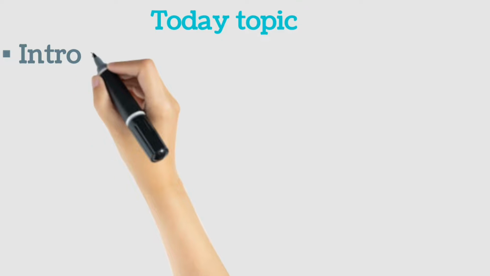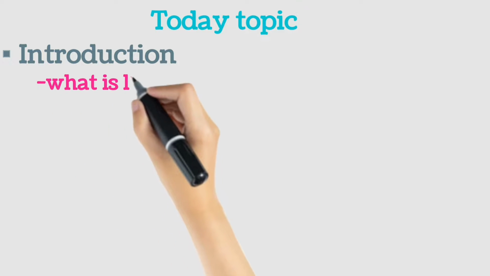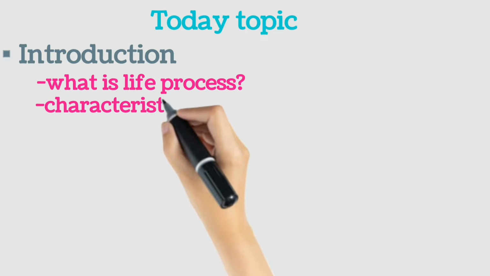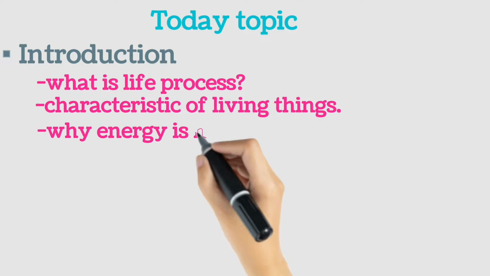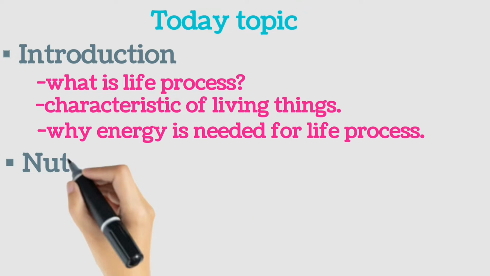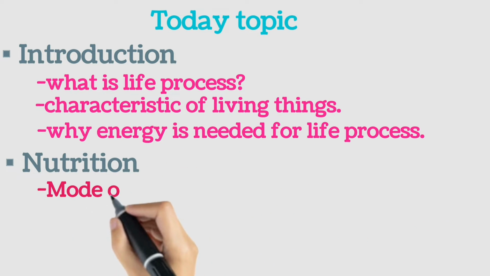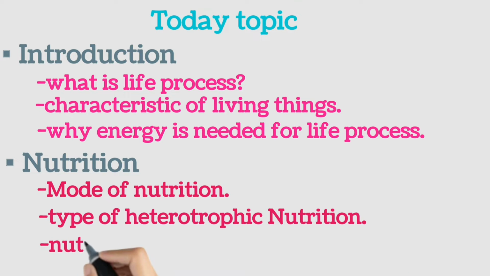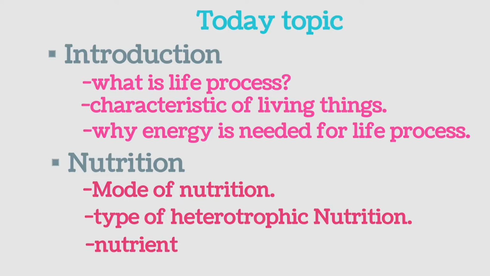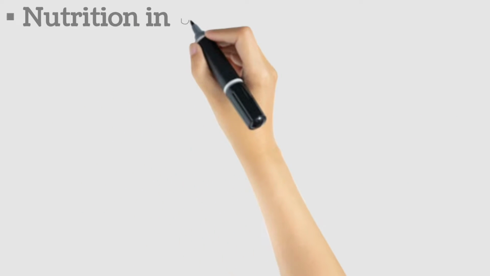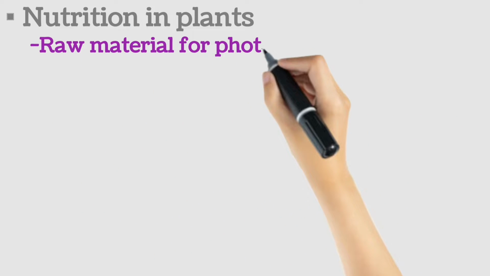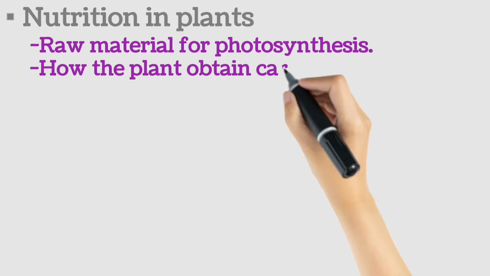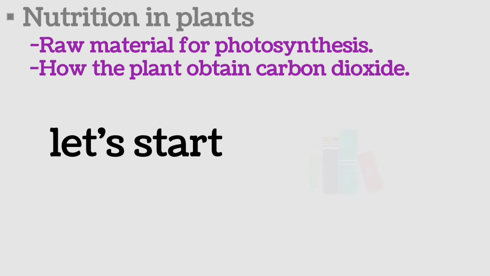Today's topics: introduction, what is life process? Characteristics of living things. Why energy is needed for life process. Nutrition, mode of nutrition, types of heterotrophic nutrition, nutrient. Nutrition in plants. Raw material for photosynthesis. How the plants obtain carbon dioxide. Let's start.